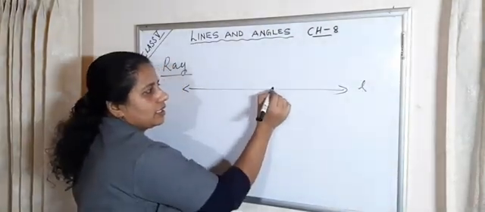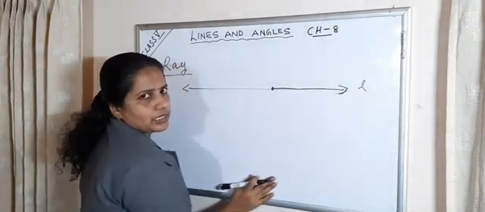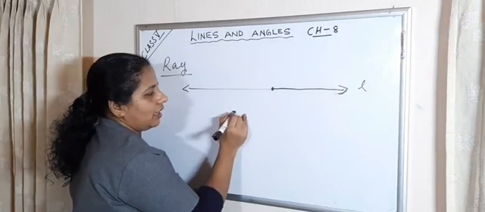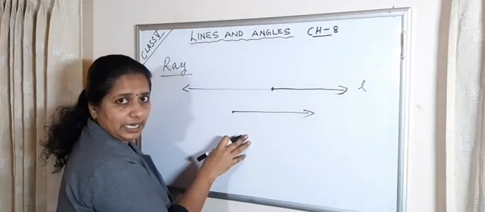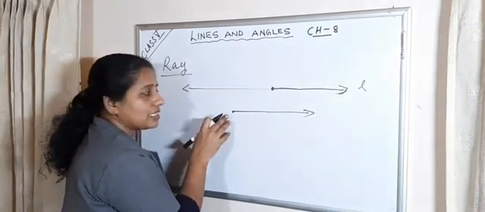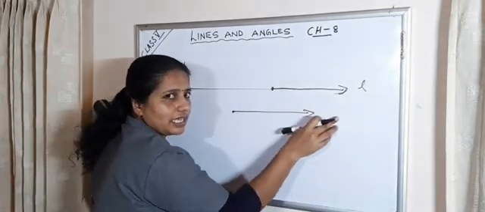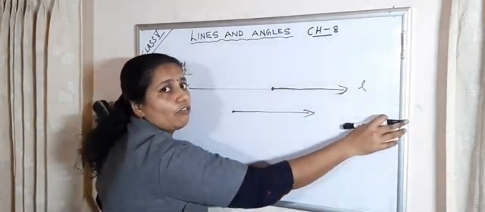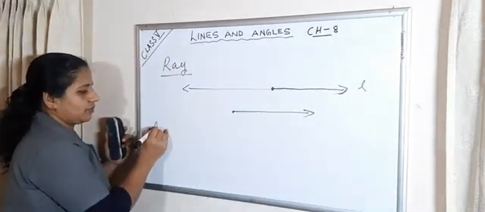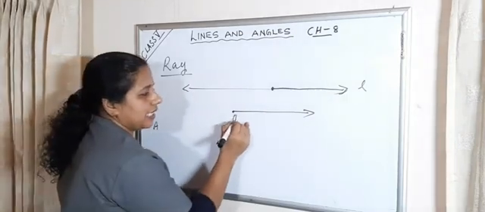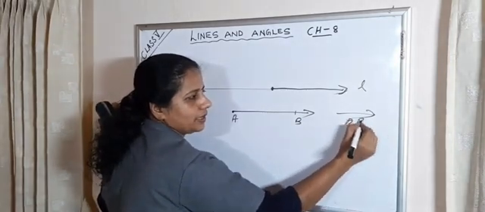Next, this is a line. I am taking the part from here, and I am extending this to the right side. Okay? Then I will get it like this. This is called a ray. That means a ray has a fixed starting point and it extends indefinitely on one side. Clear? And we can represent a ray as ray AB. The symbol is ray AB.